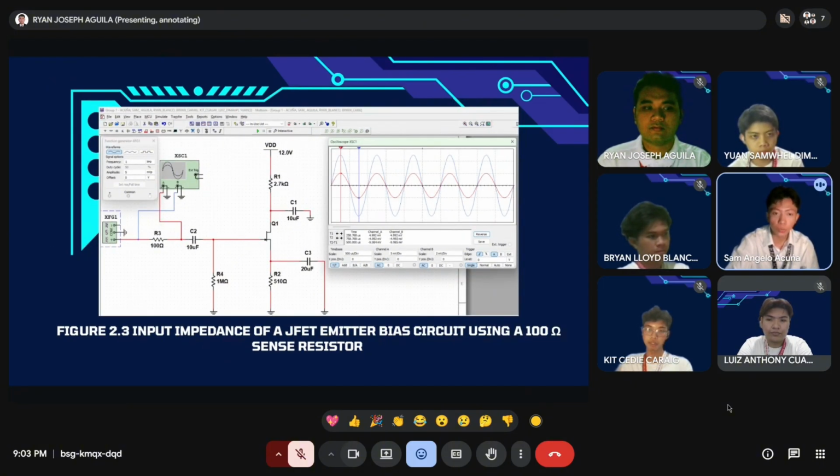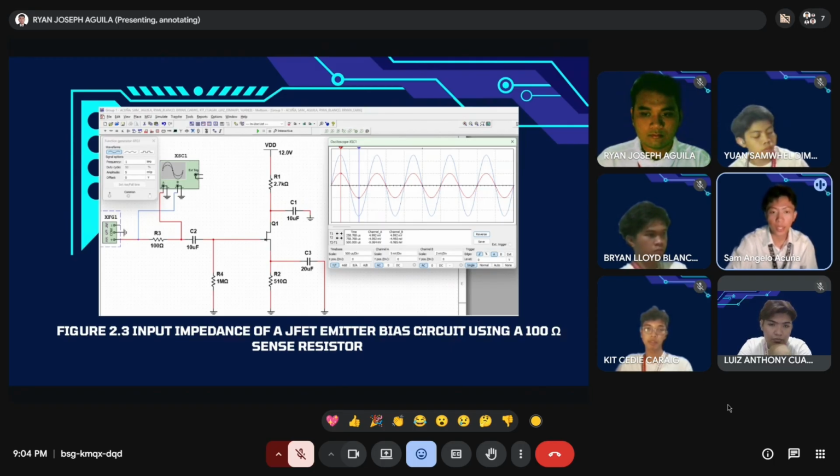And for figure 2.3, which is the JFET emitter bias circuit, for the circuit configuration, the JFET transistor Q1 is utilizing a 1 million ohm gate resistor R4. The biasing mechanism is a 510 ohm source resistor R2, which creates the self-bias voltage, but it is bypassed for AC analysis by C3.